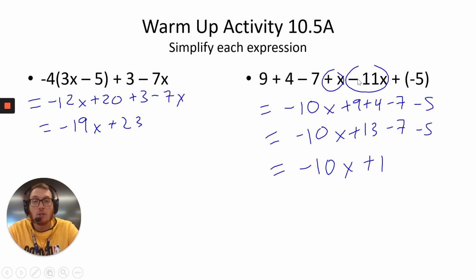In the second one, I just chose to combine the x values together first, so plus x minus 11x. Remember, this plus x is plus 1x. If there's not a coefficient in front of the variable, remember that there's a 1 there, and that would be negative 10x. And then you just add all the other parts. So 4 plus the 9 is 13. 13 minus the 7 would be 6. And then plus negative 5 is the same as minus 5, and that would become a plus 1. Remember, you can only combine things that are like terms. So x's go with x's, y's go with y's, constants without variables go with other constants without variables.